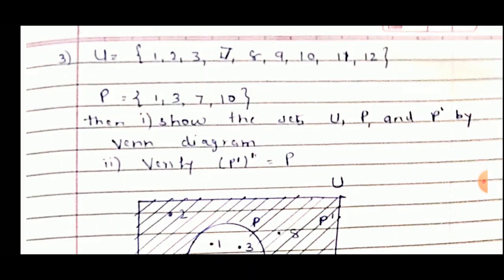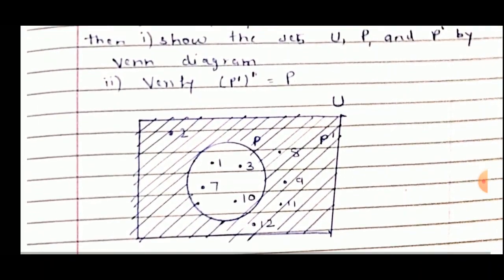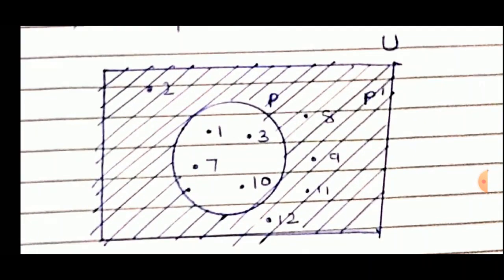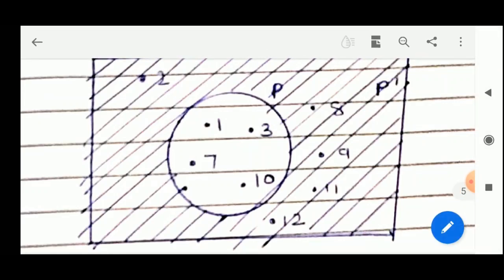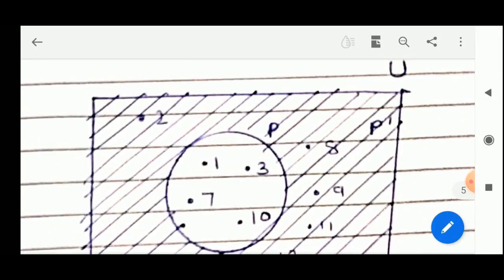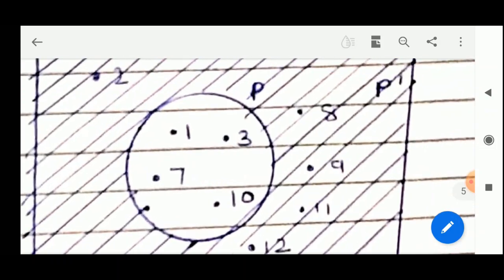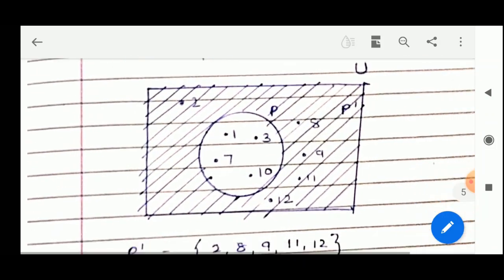Now show the sets U, P and P dash by Venn diagram and verify that the complement of P dash is equal to P. First you draw the rectangle for the universal set, and inside it take a circle for denoting the set P. In set P you write down all the elements 1, 3, 7 and 10. Whatever remaining elements are there in the universal set but not in P, you write down in the shaded portion. So this shaded portion represents the complement of the set, P dash.